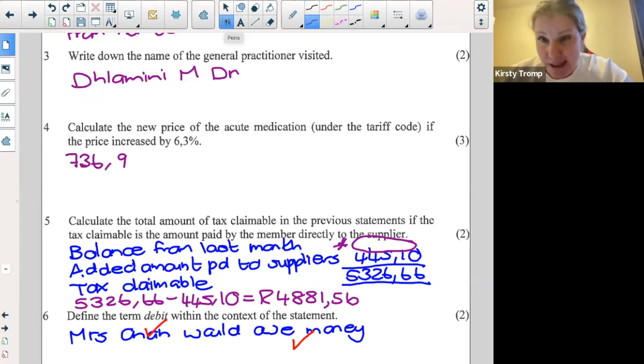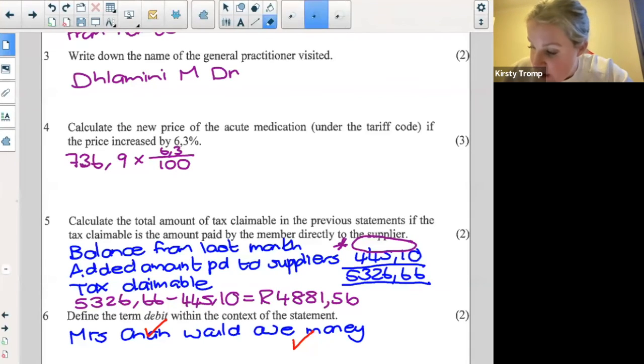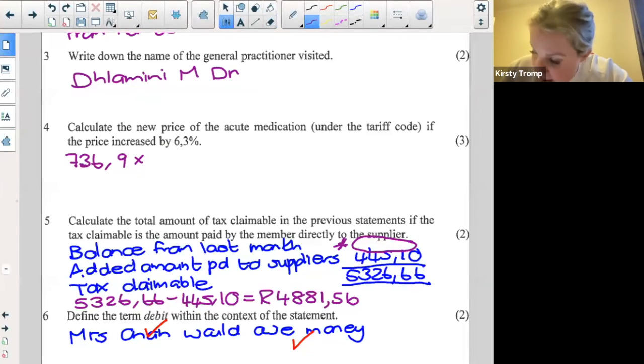Now we need to increase that by 6.3%. So just a reminder, in maths, when we've got a percentage, we're going to times that by 6.3 over 100, okay? Another way that you could do that on your calculator is you could say times by 0.063. So that's another way to do it on your calculator.